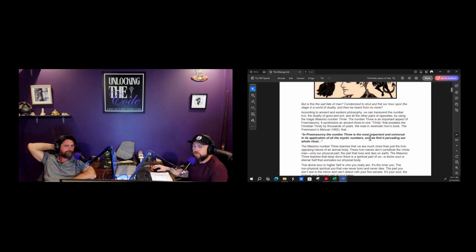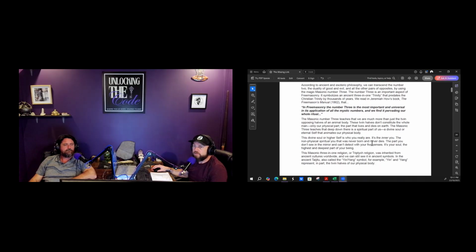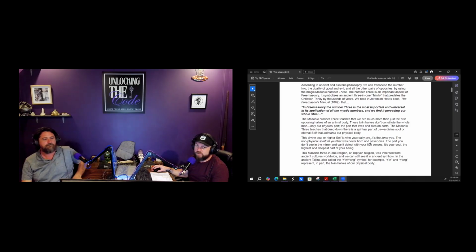In Freemasonry, the number three is the most important and universal in its application of all mystic numbers, and we find it pervading our whole ritual. The Masonic number three teaches that we are much more than just the twin opposing halves of the animal body. These twin halves don't constitute the whole man, only our physical part, the part that lives and dies on earth. The Masonic three teaches that deep down there is a spiritual part of us, a divine soul or eternal self that animates our physical body.